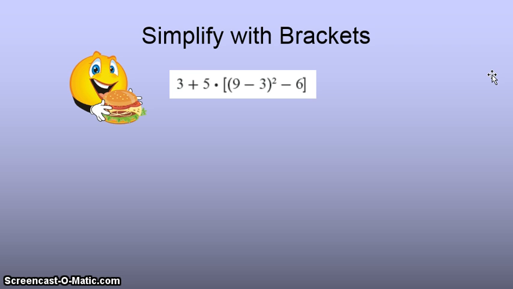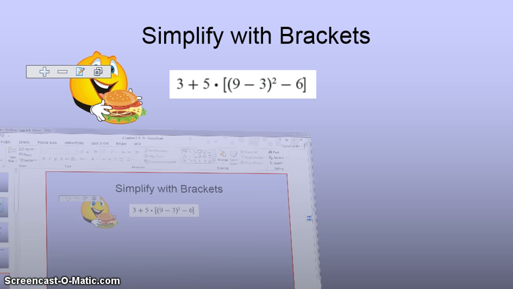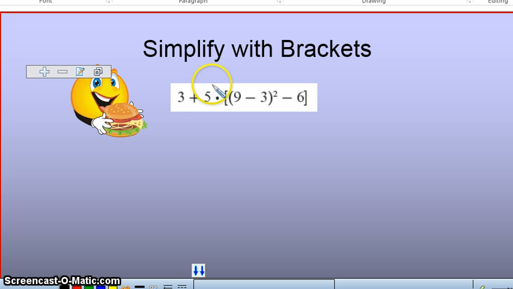All right, here we have another example. We've got some more brackets. We've got a set of parentheses here, and then we've got a set of brackets. But the parentheses are inside the brackets, so we need to start with simplifying what's in those parentheses. Everything on the outside is going to stay the same, so 3 plus 5 times the bracket there. Now we're going to simplify. 9 minus 3 gets me 6. And then I've got to deal with my exponent up there, minus.